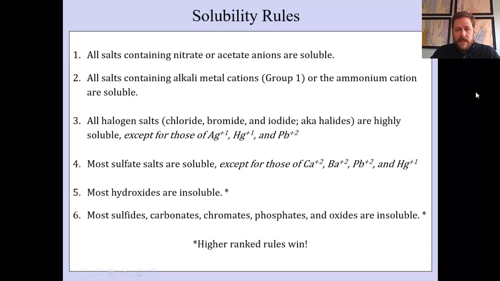The second rule says any salt containing an alkali metal cation, that's a group 1 cation like sodium or lithium and so on, or the ammonium cation, those are soluble compounds, no exceptions. Rule number 3 says that halogen salts, in other words, halides, chloride, bromide, iodide, and so on, are highly soluble. There are 3 important exceptions: silver halide, mercury 1 halide, and lead 2 halides. In other words, something like silver chloride or silver bromide and so on, those would be insoluble.